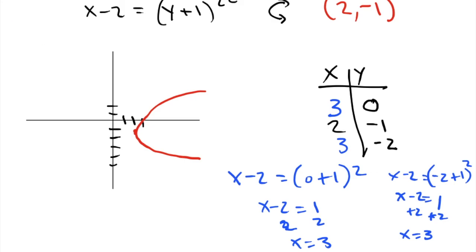So now we can graph the actual points, 3, 0, which will be here, and 3, -2, which will be here. And our parabola will be facing this way. So those are the basics of graphing a parabola.